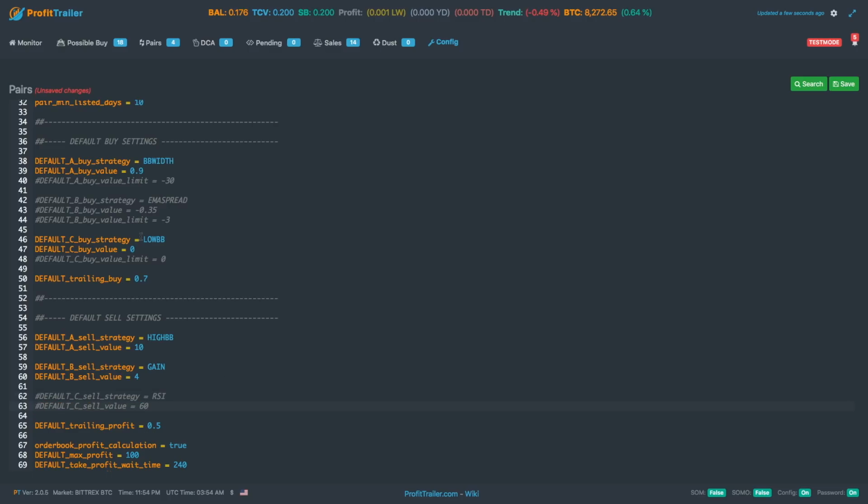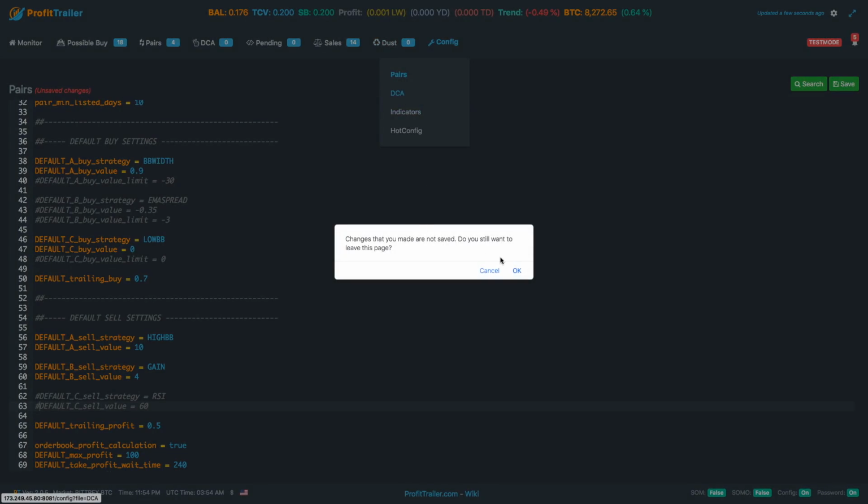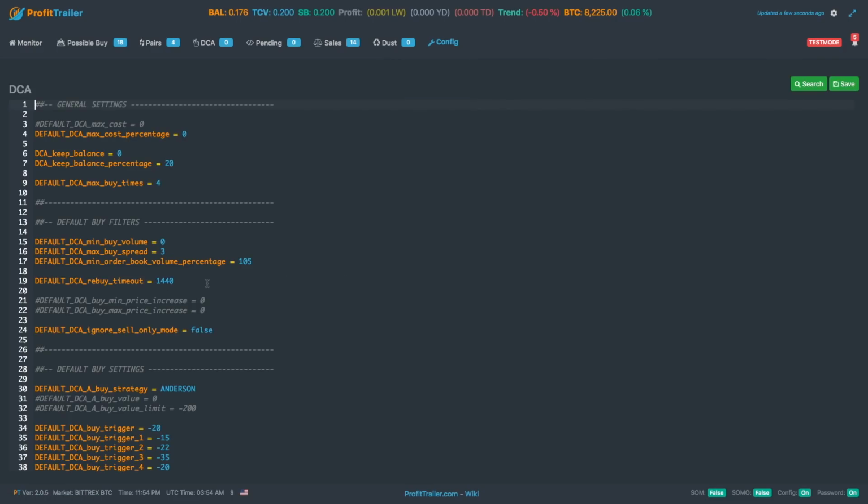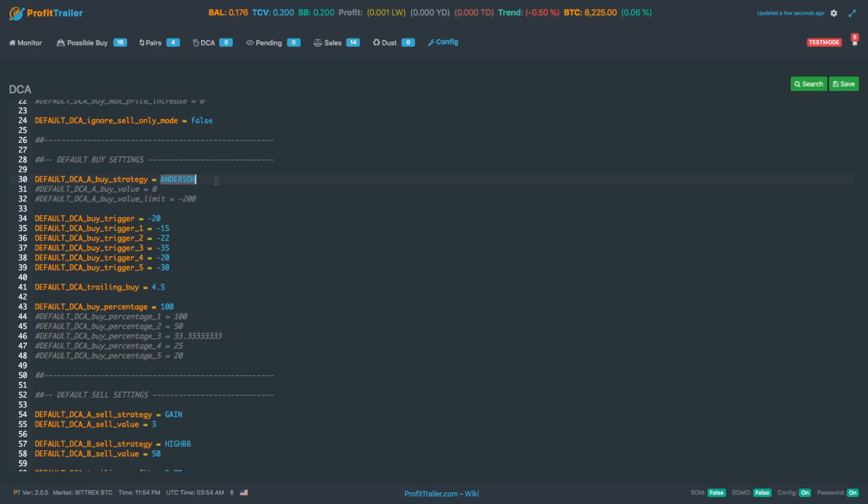And if you want to find other methods of using the BB width, there are many ways of doing it, so that's entirely up to you. Now in DCA, it works exactly the same as it does in pairs, so I'm not going to belabor this too much. If we wanted to do BB width for a buy value, you would set it up very similar, except then you have your buy triggers to contend with here.